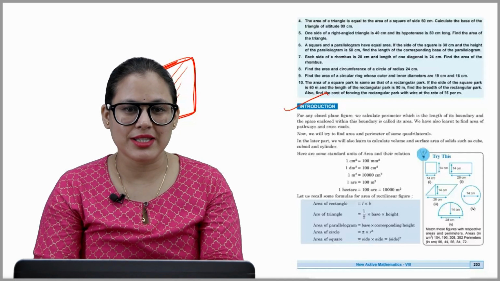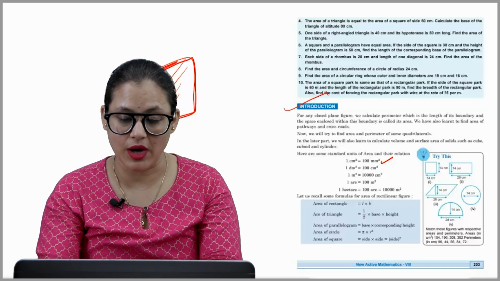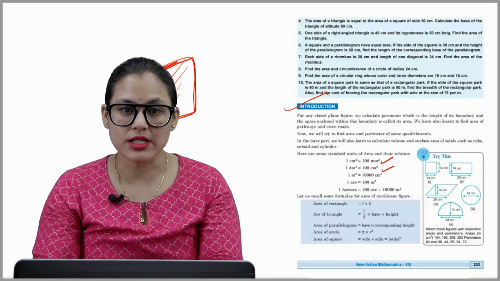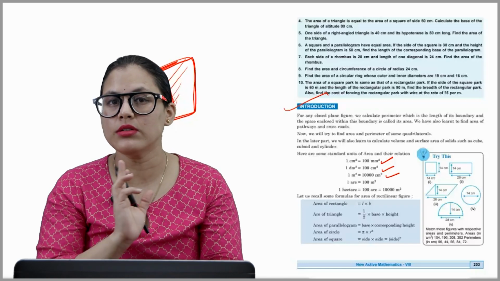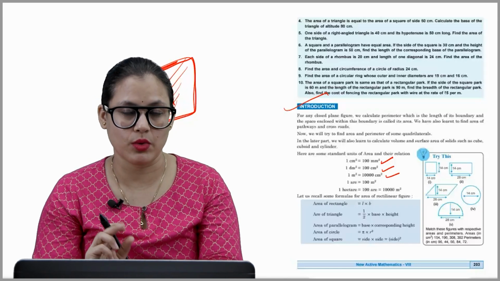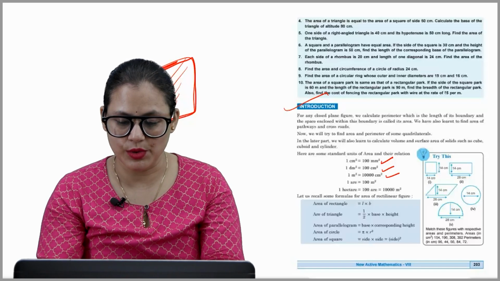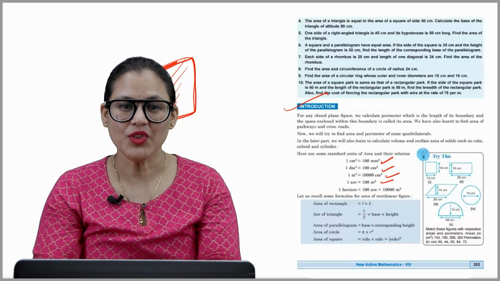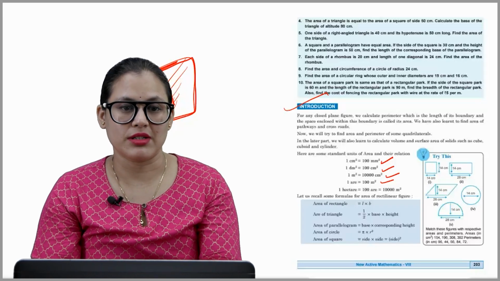1 centimeter square is equal to 100 millimeter square. 1 decimeter square is equal to 100 centimeter square. 1 meter square is equal to 10,000 centimeter square. Here we are talking about meter square, centimeter square or millimeter square. And 1 acre is equal to 100 meter square. 1 hectare is equal to 100 acre or 10,000 meter square.